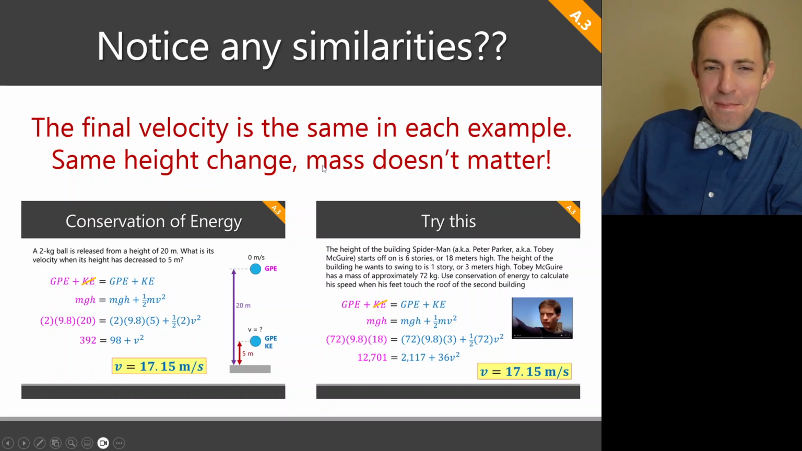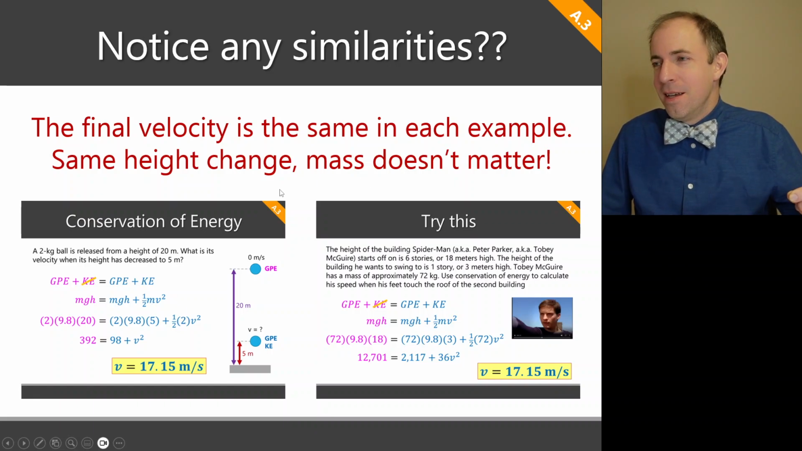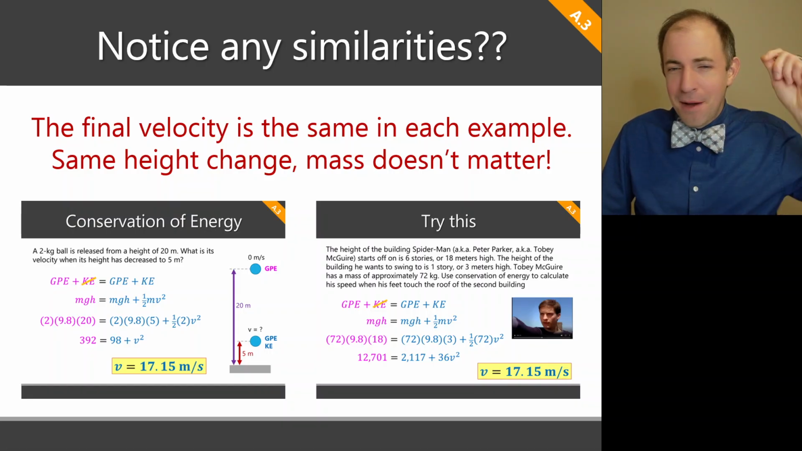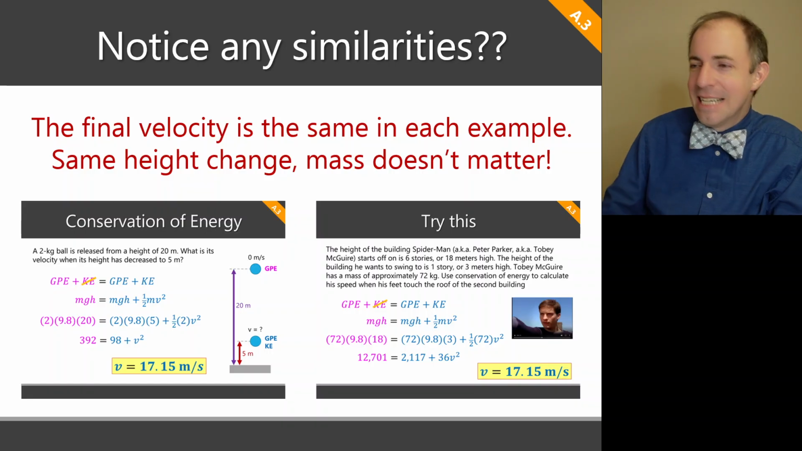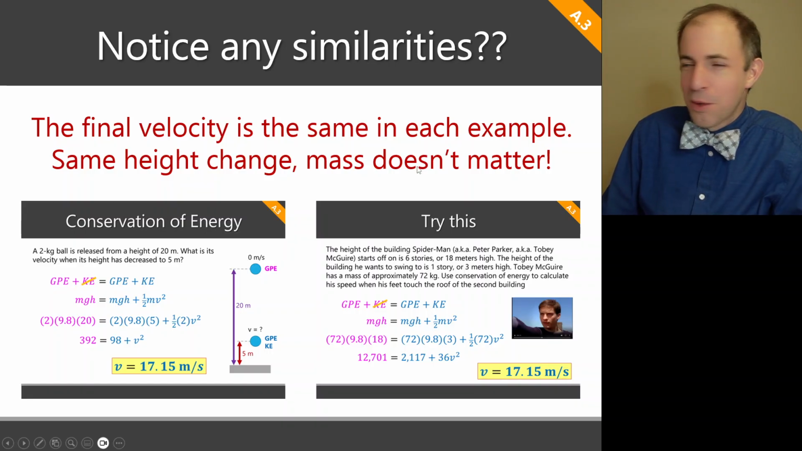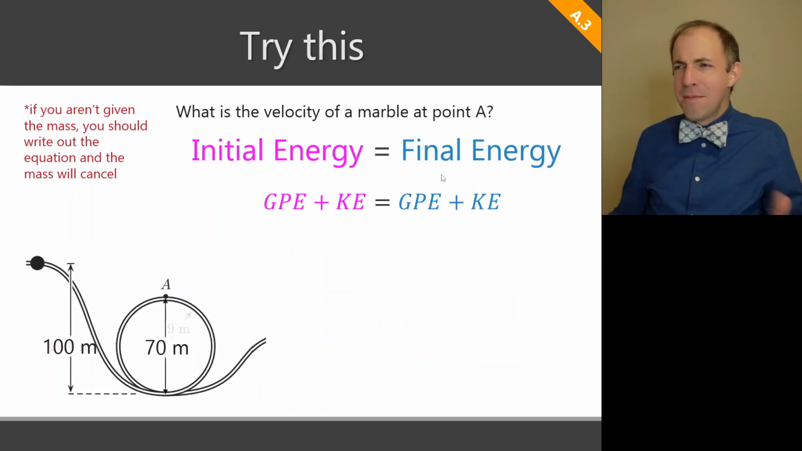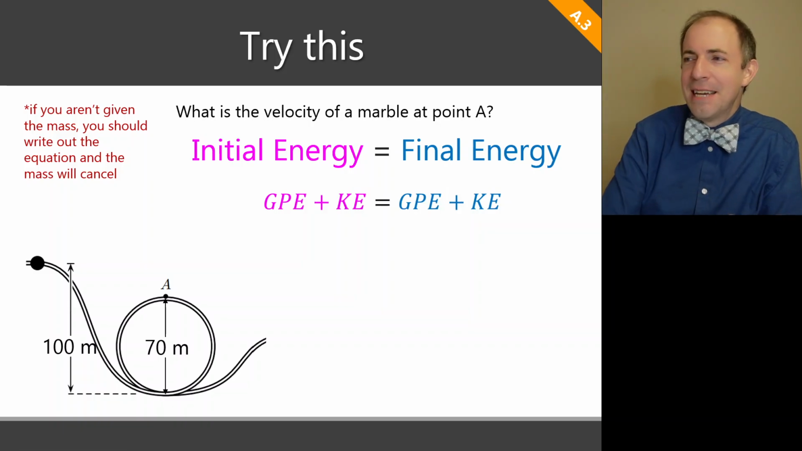And turns out the mass doesn't matter. So if the height changes the same, and you have the same setup of all gravitational potential becoming GPE plus KE, you're going to get the same final velocity regardless of the mass. So if mass doesn't matter, what if we're not given a mass?